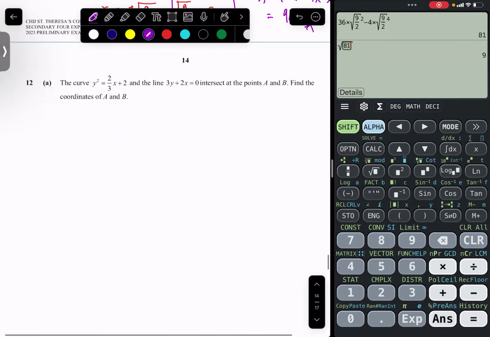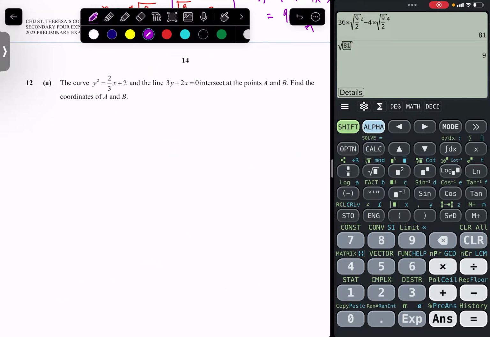Okay, question 12. The curve y squared equals 2 over 3 x plus 2 and the line 3y plus 2x equals 0 intersect at the points A and B. Find the coordinates of A and B. Pretty straightforward, this is just substitution. I'm going to sub the x, not the y, because y still needs to be squared. So I'm going to make x the subject.